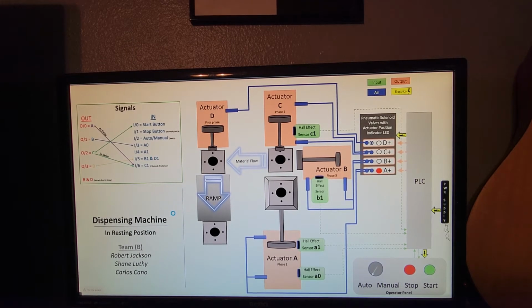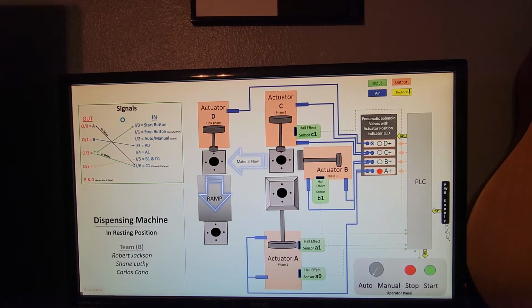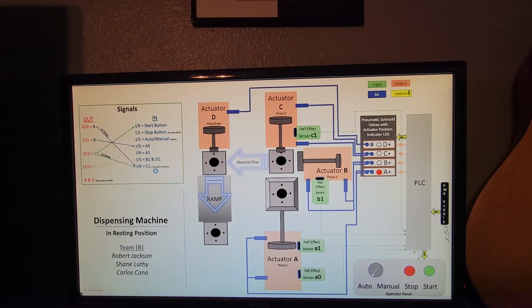Mech 201 Systems Approach Lab 2. Here we have an EMI chart of a dispensing machine in the resting position. We have the signals in the top left hand corner of our inputs and outputs. Our outputs are connected to the related inputs.